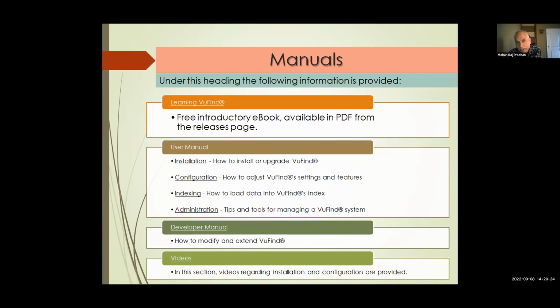And the next one is the manuals. Under this heading, the following information is provided. The first is the ebook, which has been written by Damien Katz. It consists of 94 pages. It was published in December 2021. It has 6 parts, and each part has 3 chapters. At the end of each chapter, review questions are given.